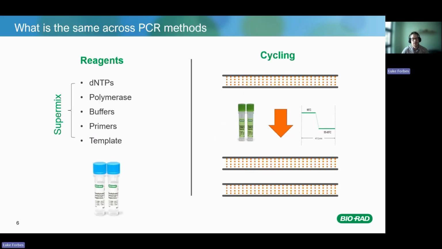So what is the same across the PCR methods? Well, the same is that the reagents are basically the same.